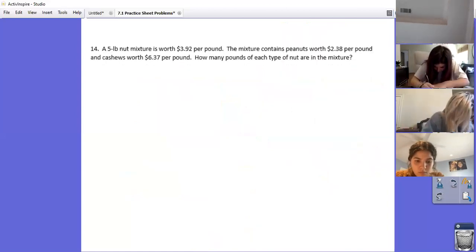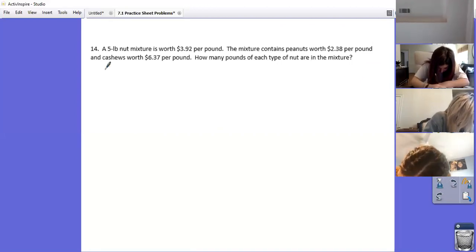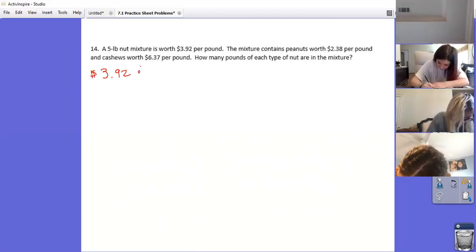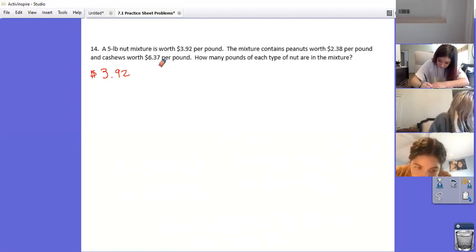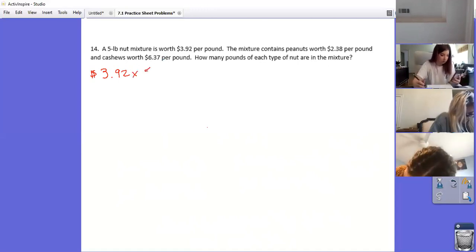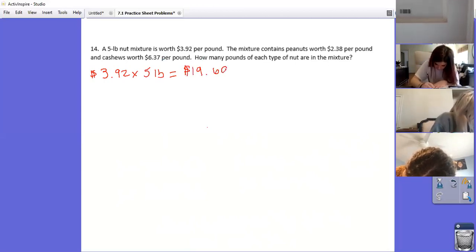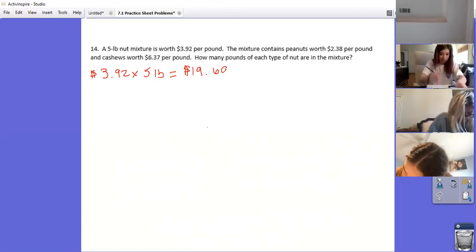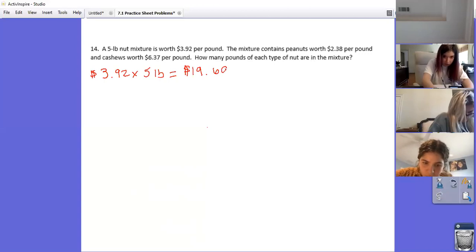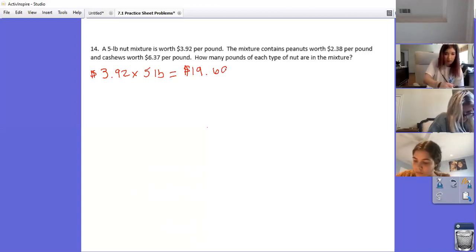Okay, so this is the nut mixture. Nut mixture worth $3.92. So what you probably want to do at the very beginning is figure out how much that 5-pound bag is worth. And you get that the 5-pound mixture is $19.60. So the mixture contains peanuts worth $2.38 per pound and cashews worth $6.37 per pound. So that'll be your first equation.